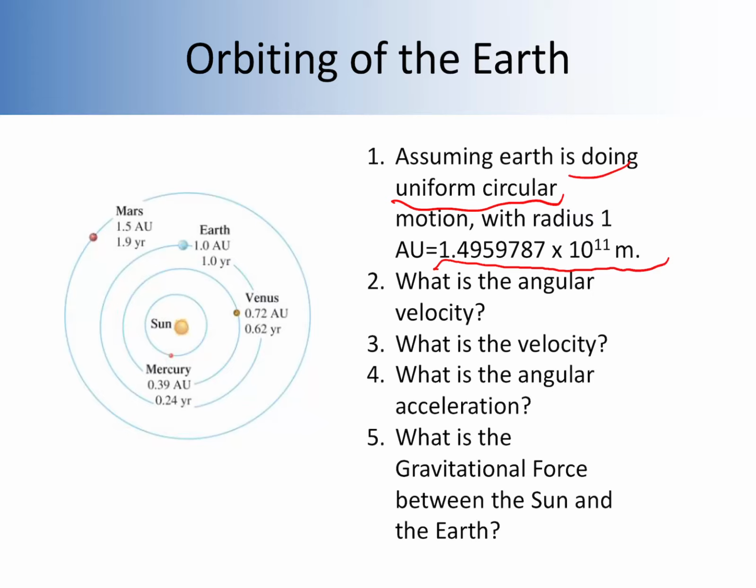Then what's the velocity of the Earth? We will discuss it more in the next lecture. The velocity of the Earth is about 30 kilometers per second. And we want to find out what's the angular acceleration, and then what's the gravitational force between the Sun and the Earth.